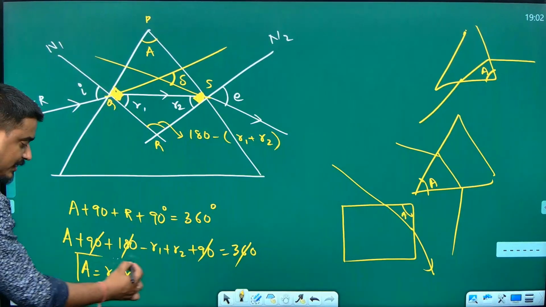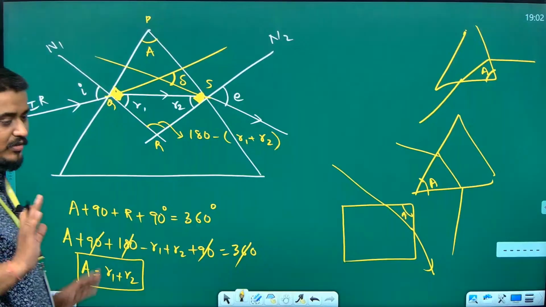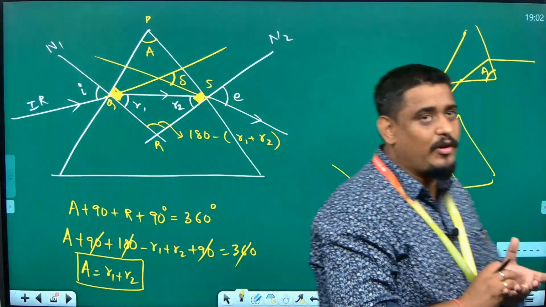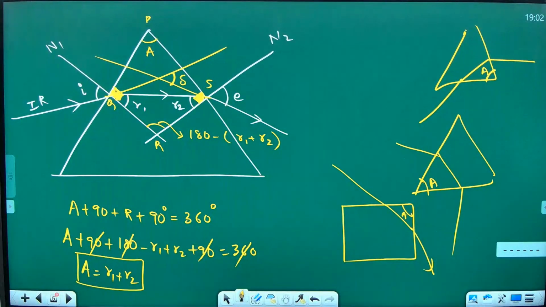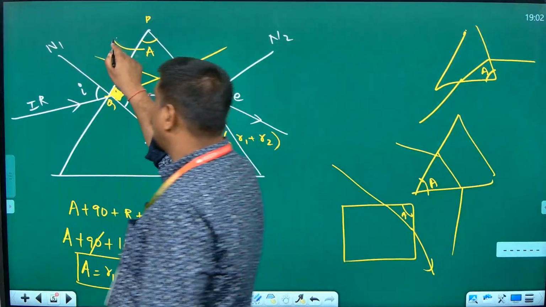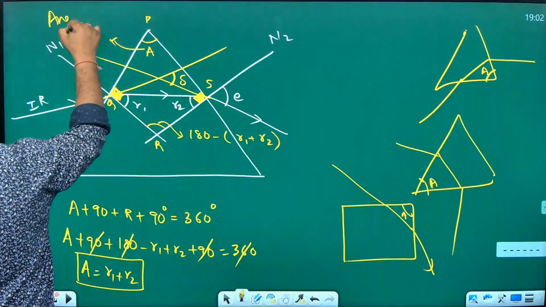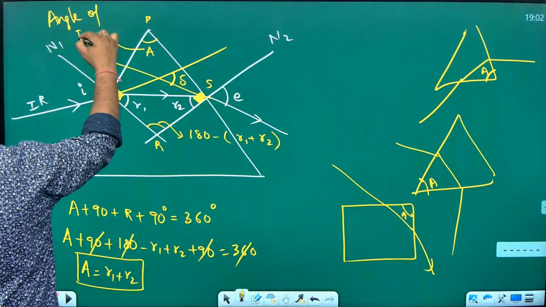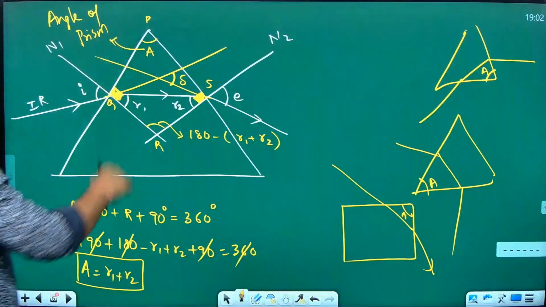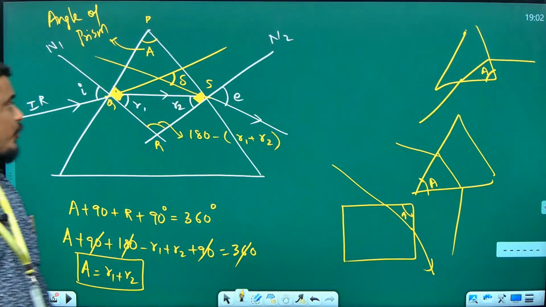Important relation. It is not there in 10th book. It is important for your future and any competitive examination. A is called the angle of prism, remember that. This is called the angle of prism, and angle of prism is always equal to R1 plus R2.